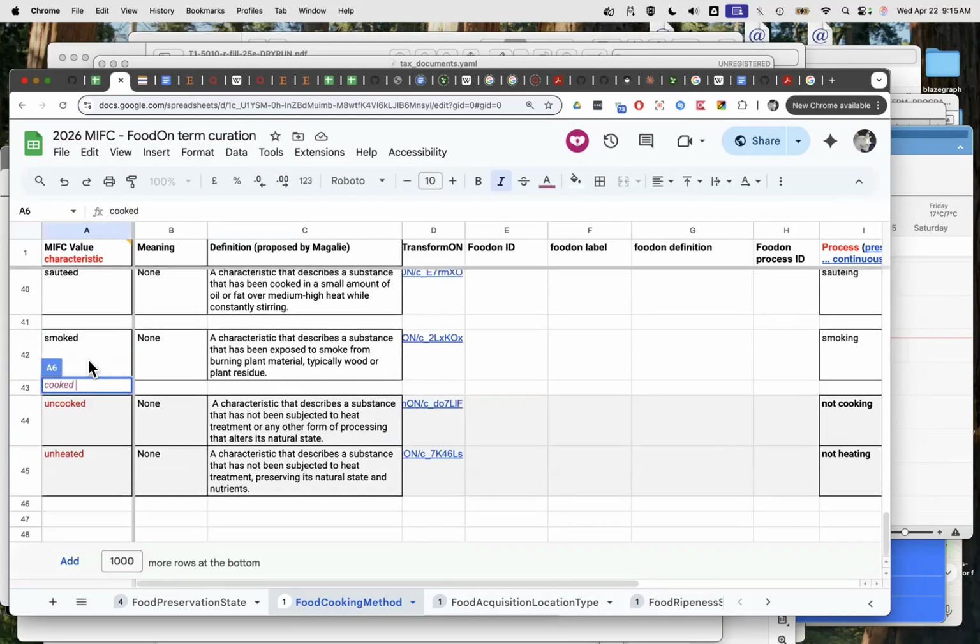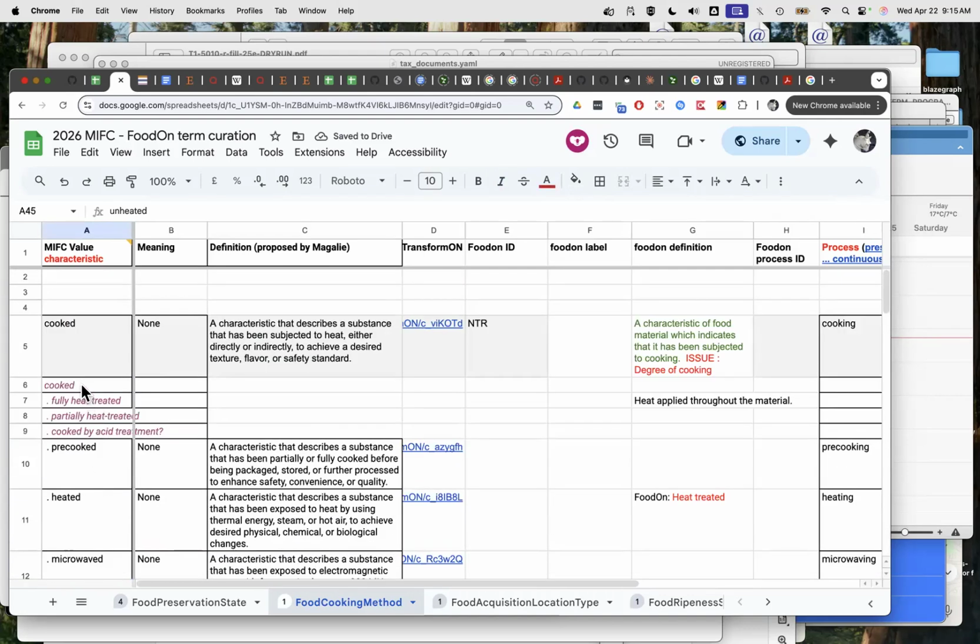Yes. Is that at the bottom? Right. Okay. So now we're saying heat treated as a subclass of cooked. And then, this is nice. Okay. And then cooked by acid treatment.